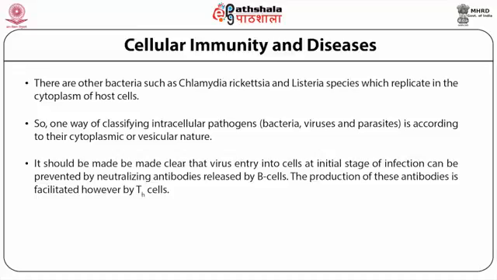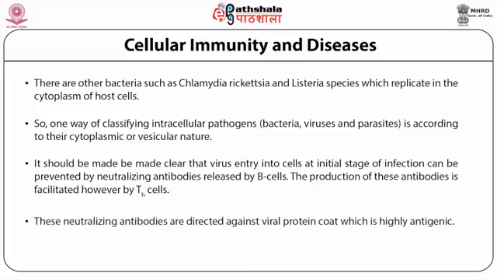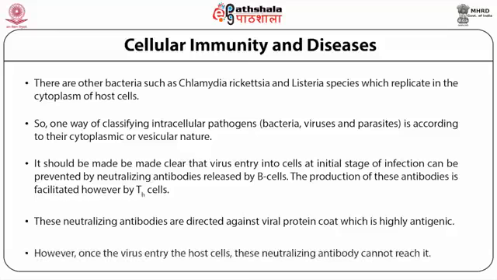It should be made clear that virus entry into cells at initial stages of infection can be prevented by neutralizing antibodies released by B cells. The production of these antibodies is facilitated, however, by Th cells. These neutralizing antibodies are directed against the viral protein coat, which is highly antigenic. However, once the virus enters the host cells, these neutralizing antibodies cannot reach it.